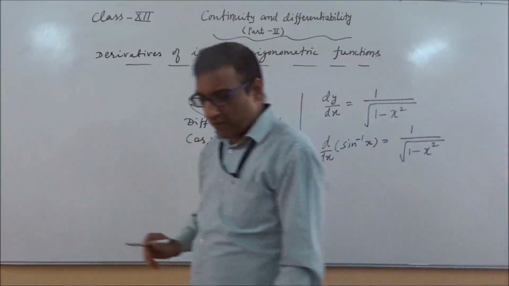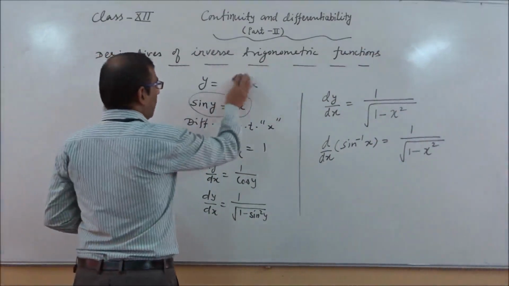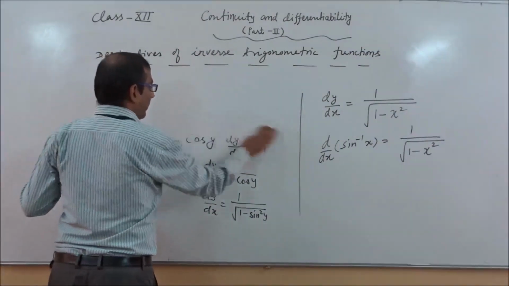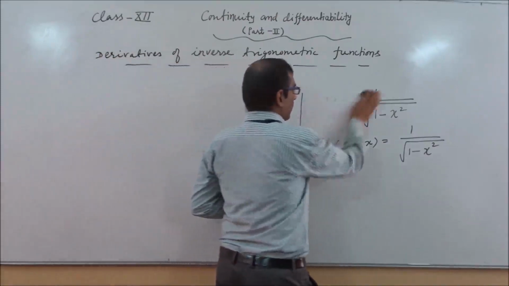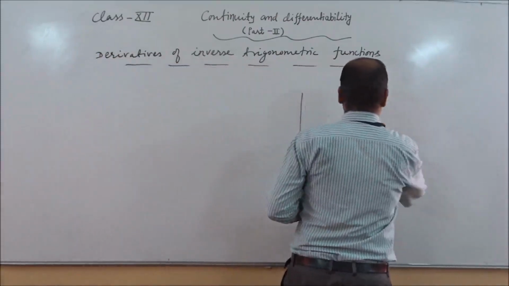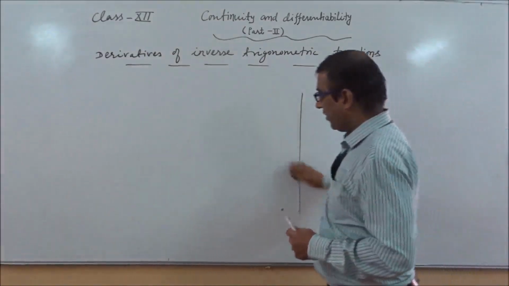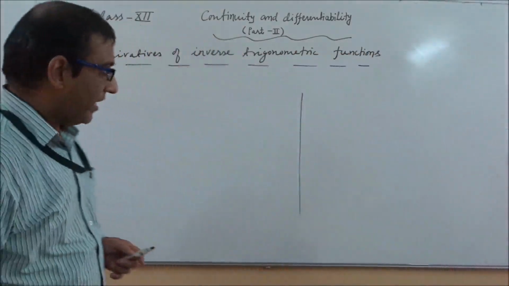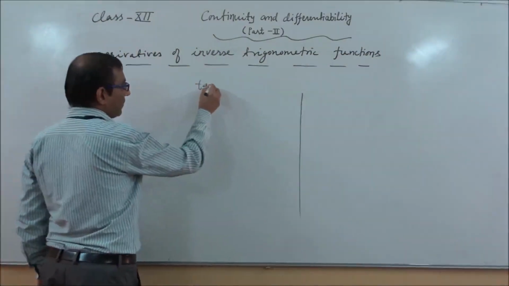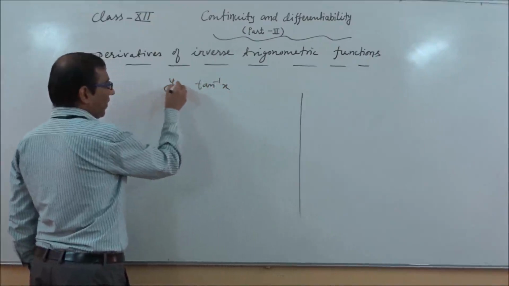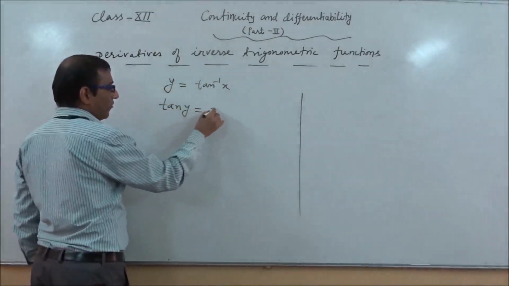Now I am taking one more example related with tan inverse x. How can we calculate the derivative of tan inverse x? With the help of the same procedure, we will do the derivative of the next inverse trigonometric function, that is tan inverse x. So first we will write y equals tan inverse x. Again it can be written as tan y equals x.